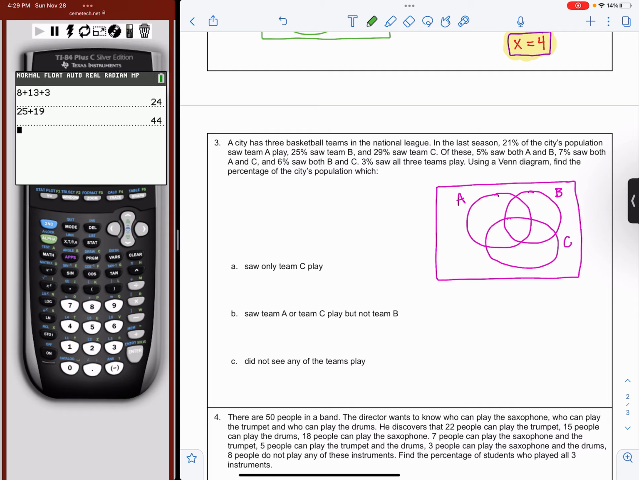So it says 3% saw all teams play. So 3% goes in the middle, so 3 goes here. It says 6% saw both B and C. So if we look at the intersection of B and C, they cross in this area here. So I already have 3 people in that area. So I know that 6 minus 3 means I have to have 3 people who saw B and C only, who did not see Team A.